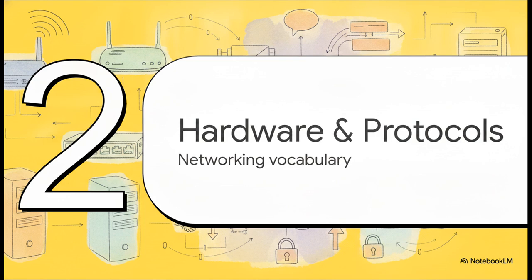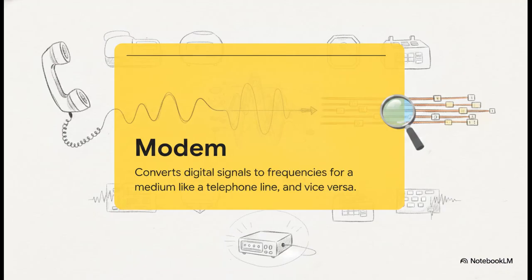Moving on to Section 2, Essential Hardware and Protocols, or, as I like to call it, the vocabulary of networking. Okay, first up is a word you've definitely heard, the modem. But did you know it's actually a mashup of 2 different words, modulator and demodulator? See, computers speak in digital signals, just ones and zeros. But older telephone lines were built to carry analog signals, like the sound waves of human voices. So a modem's job is to act as a translator. It converts your computer's digital bits into sound frequencies that can physically travel over a copper phone line, and then the receiving modem translates those sounds right back into digital bits.